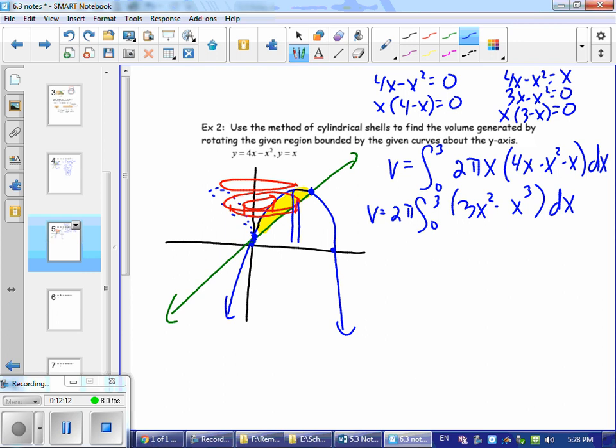All right, antiderivative won't be hard. Might be a little messier here with the values, but let's see. 2 pi times, let's see, antiderivative of 3x squared is x cubed. Anti of x cubed is 1/4 x to the 4th, and we'll evaluate from 0 to 3. Fortunately, plugging 0 in is going to give us nothing, so really it's going to be whatever we get when we plug the 3 in. So 2 pi, 3 cubed is 27. 3 to the 4th is 81, so that'll be 81/4.